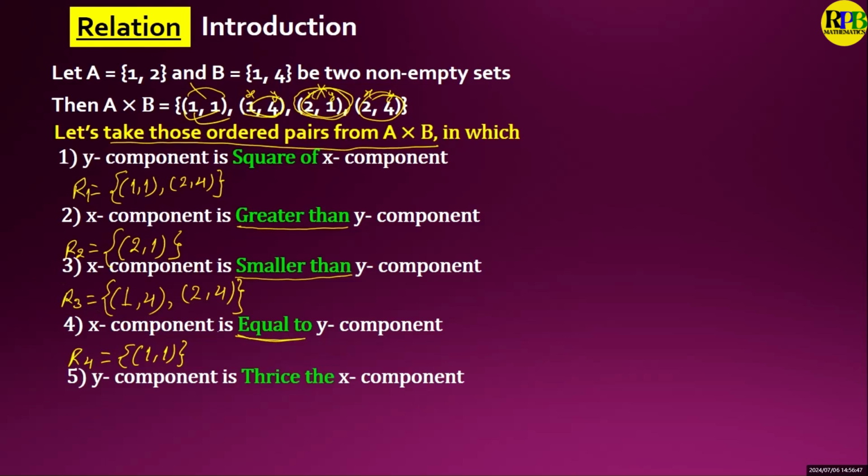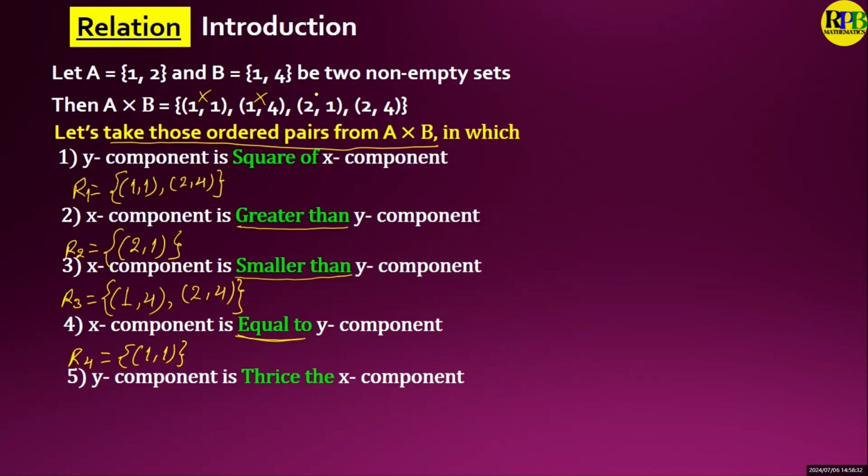Let's take one more example, that is, Y component is thrice the X component. Let's see in the first ordered pair. Is 1 three times 1 itself? Never. Reject this. Is 4 three times 1? 3 times 1 is 3 only, no? 3 times 1 is not 4. That means Y component is not 3 times X component. 4 is not 3 times X component. We will not take this.